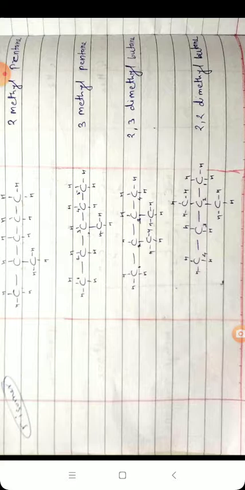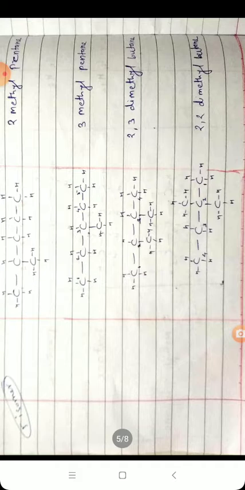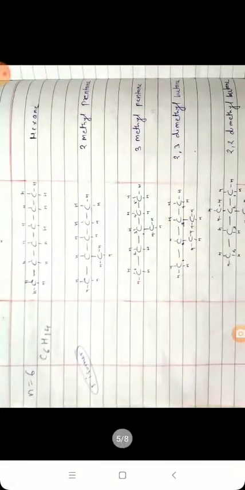Okay, see, the 2 methyl groups are on the same position, but these 2 methyl groups are different, so we have to mention their positions. 2,2 dimethyl butane. Okay, these are the isomers of alkane having 6 carbons: hexane, 2 methyl pentane, 3 methyl pentane, 2,3 dimethyl butane, 2,2 dimethyl butane. These are the isomers. You have to draw these.